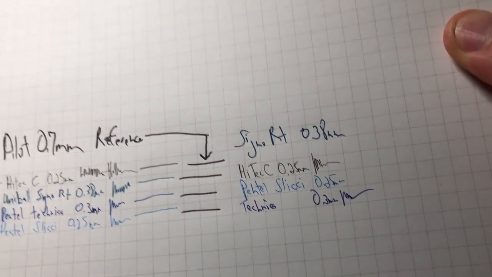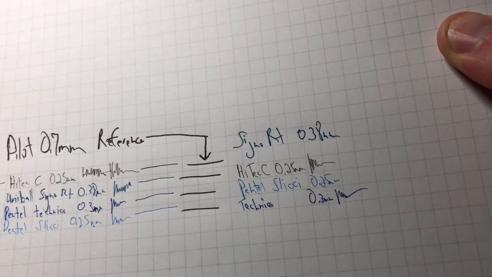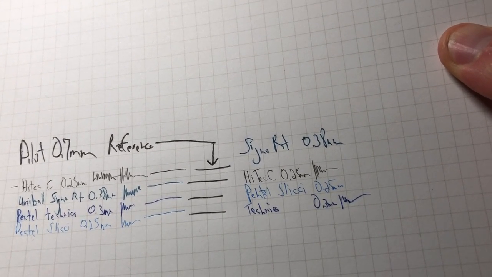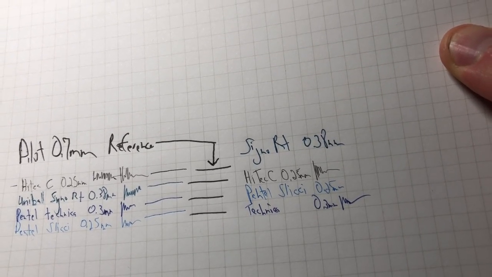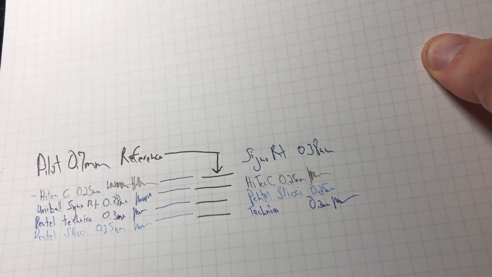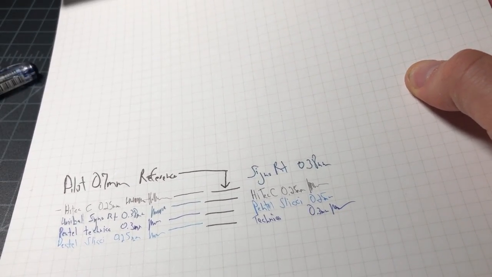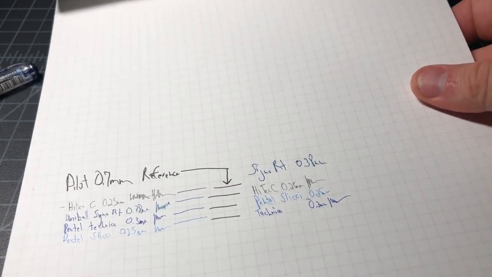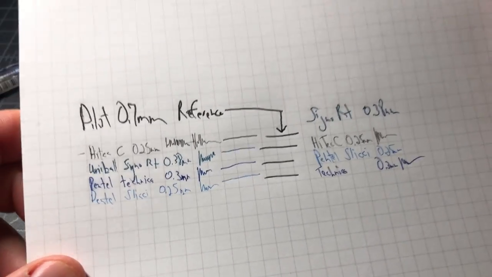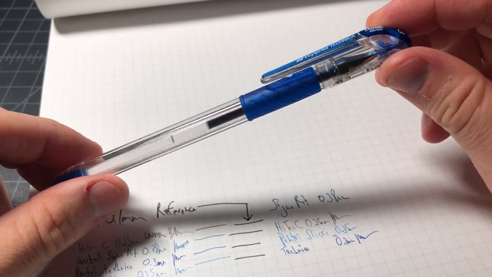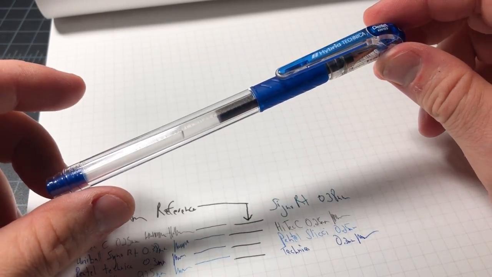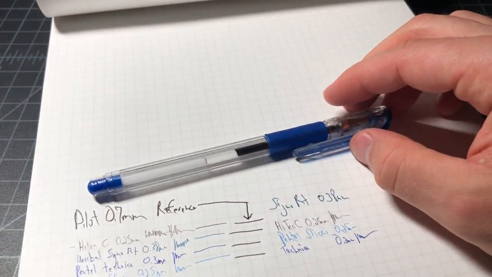So again, these measurements are not really perfect, and what one company calls a 0.3 could be, you know, a 0.38 to someone or 0.25 to someone else. So you really have to test out some of them and figure out what you like. Going from these, my favorite one is definitely the Technica. I think it's just a solid pen. It writes really well, and it's remarkably smooth.